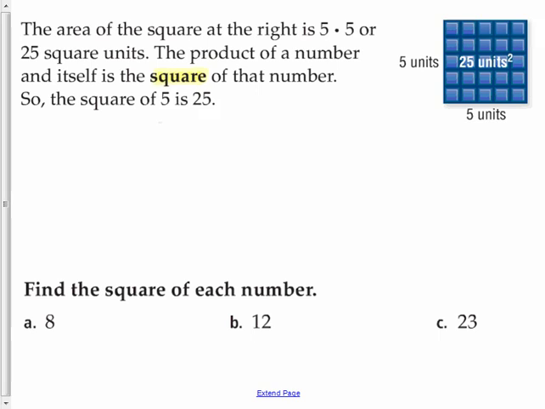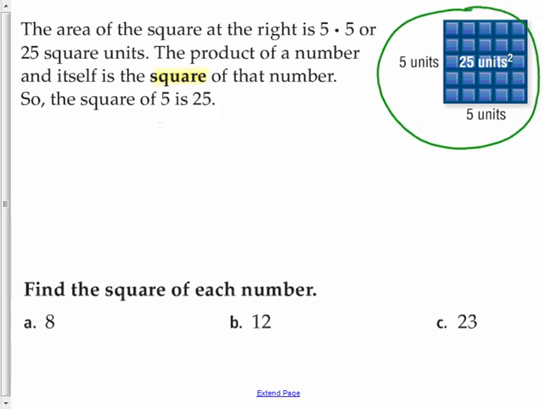What we're really doing when we ask what is a square is looking at the area of that number. You can see the area of the square at the right is 5 times 5, or 25 square units. The product of a number and itself is the square of that number. So we say the square of 5 is 25, and you can see that in this picture here.